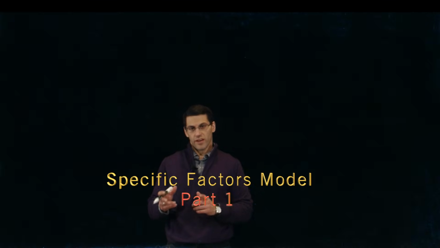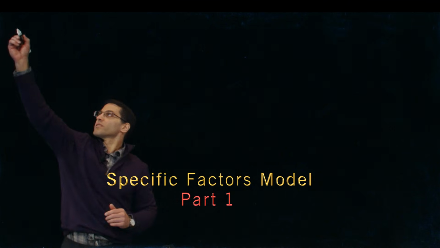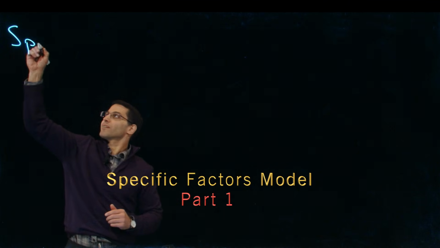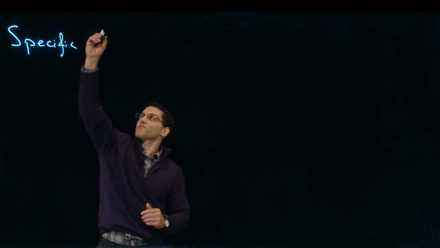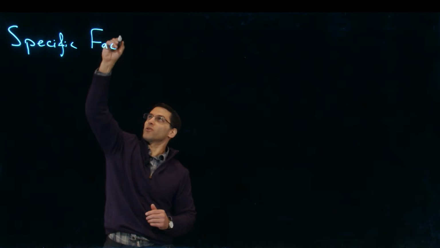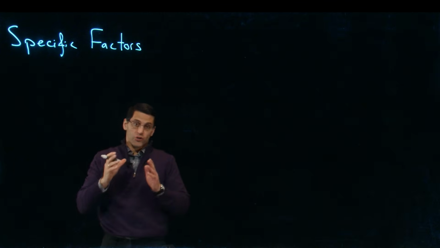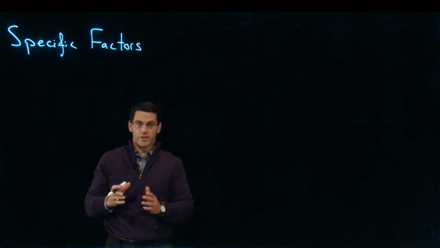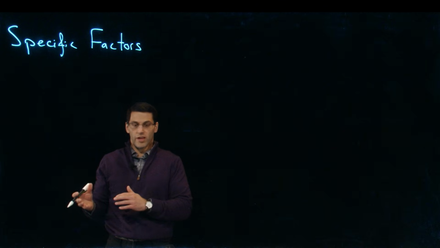We're going to move to the second trade model, the specific factors model. Now, as the name suggests, not all of the factors of production in this model are perfectly mobile across sectors. In fact, two of the factors are going to be stuck, if you will, or fixed in a particular sector.